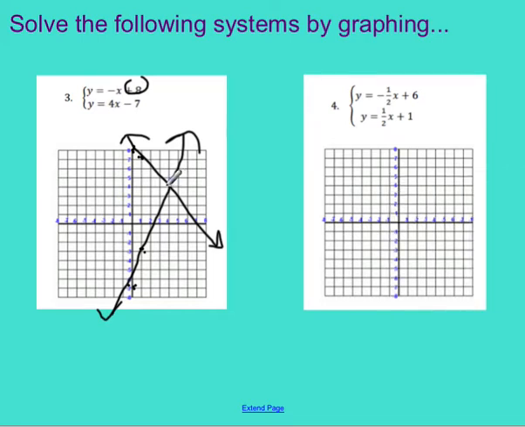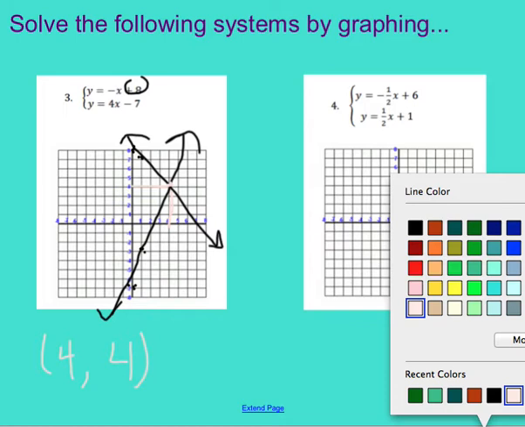So we're going to call that point our solution. So we need to name it. It looks like we're hitting the x-axis at about 4, so I would say 4 is one of my solutions. And then it looks like we're hitting the y-axis, or the y point, at about 4, 2. Remember, coordinate points are x, y. Okay, so I would call that 4, 4.